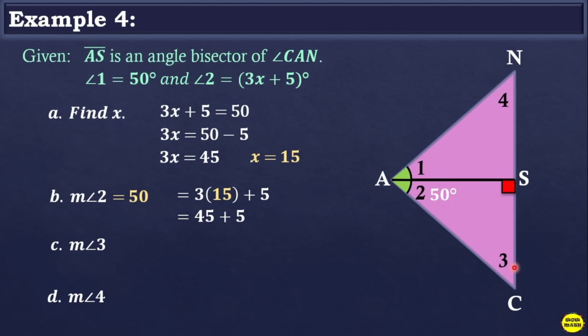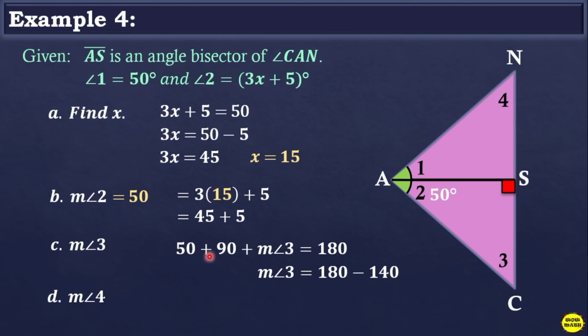Next, to find the measure of angle 3, since this is a triangle, what will we do? The sum of its interior angles should be 180. So, we add 50, this one is 90, and this is what we are looking for. Let us equate. The measure of angle 3 is equal to 180 minus 140. And 180 minus 140 is 40. So the measure of angle 3 is equal to 40. So this is 40 degrees.